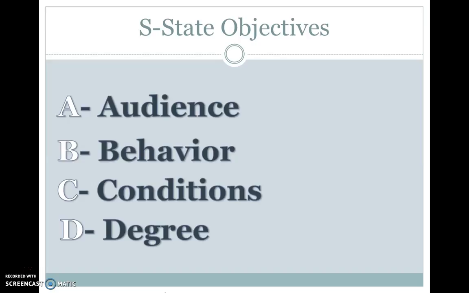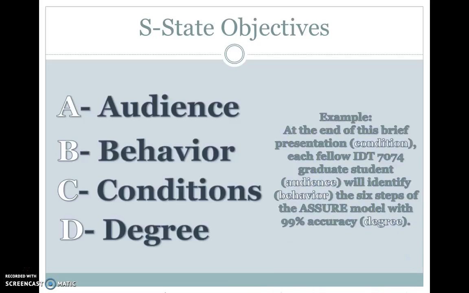Successful objective statements address each of these important pieces and give learners a clear understanding of what they'll learn and how they're going to be asked to demonstrate their learning. It also provides the educator or designer with a clear roadmap for how they're going to evaluate their instructional design and the use of technology within that design. Here's an example of a successfully stated objective. At the end of this brief presentation, each fellow IDT 7074 graduate student will identify the 6 steps of the ASSURE model with 99% accuracy.